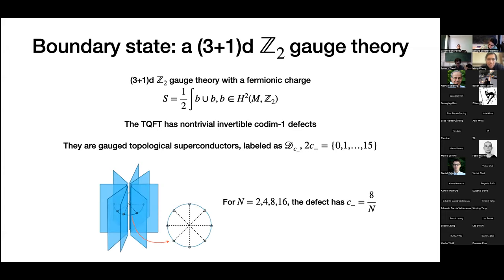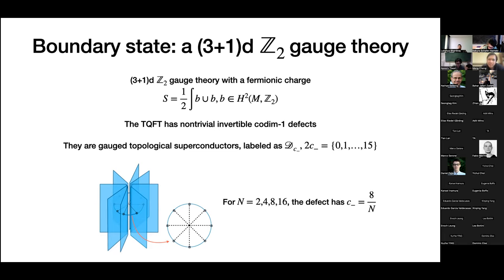Now, the boundary state looks like the following. We have this 3 plus 1 Z2 gauge theory, and we put a network of these codimension 1 defects, the gauged superconductor defects, in this kind of CN symmetric way. For each n, the defect should have a central charge 8 over n. So that's the boundary state.